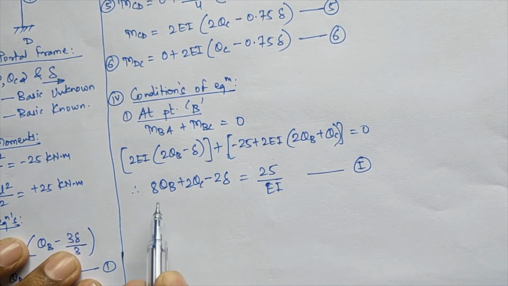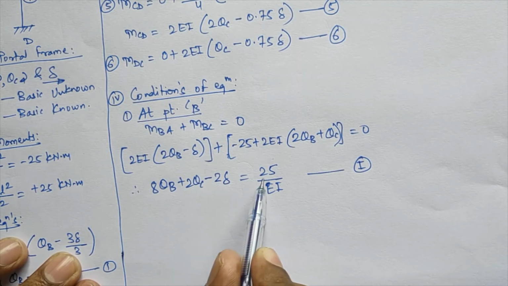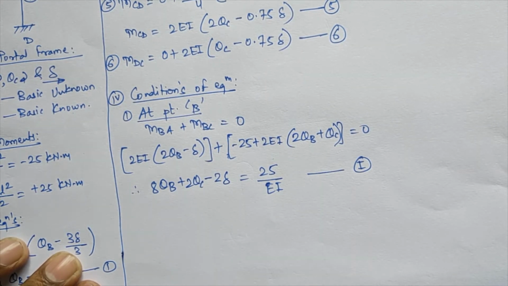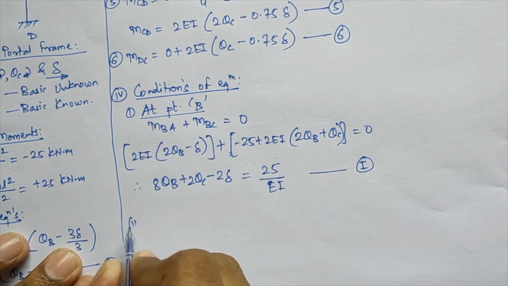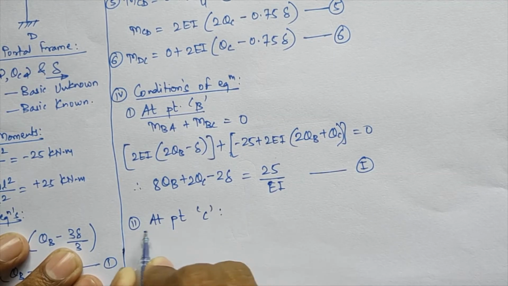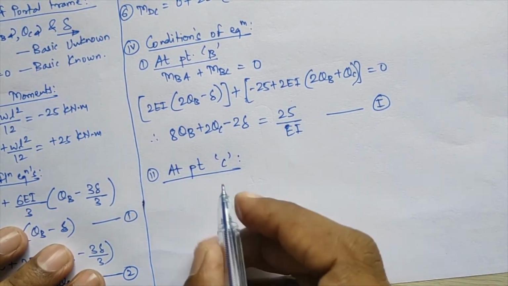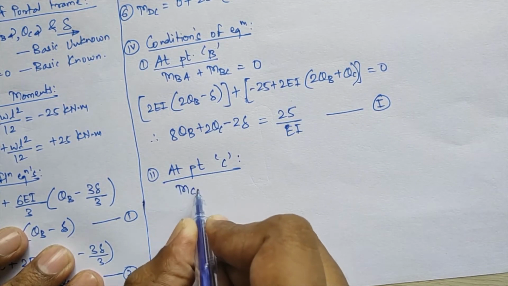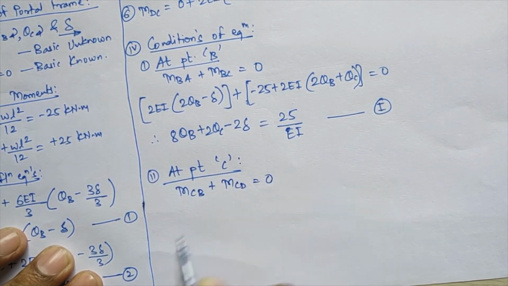So I'm getting the equation as 8 times of theta b plus 2 times of theta c minus 2 delta is equal to plus 25 upon EI. That is your equation at point B. Now secondly, I'll calculate the second equation that will occur at point C. So at point C, again your condition of equilibrium will be what? That is MCB plus MCD will be again equal to 0.